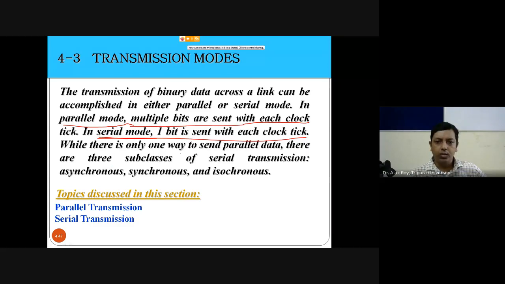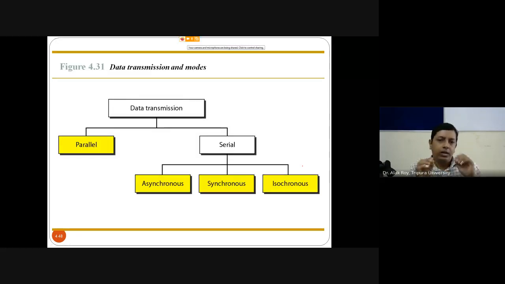While there is only one way to send parallel data, there are three subclasses of serial transmission: asynchronous, synchronous, and isochronous. Those three categories are for serial transmission. Data transmission is parallel or serial. In serial, asynchronous means without clock, and synchronous means with clock. Let's see what is asynchronous.